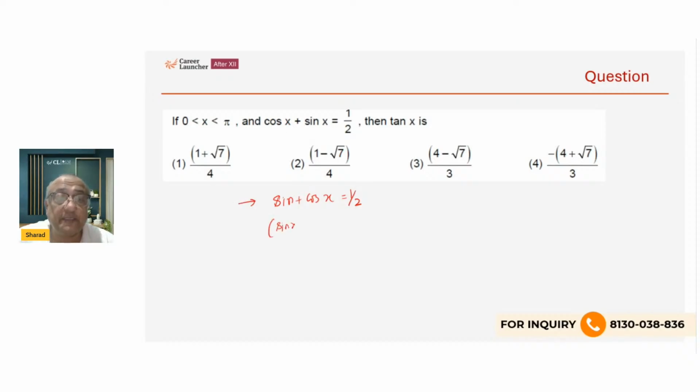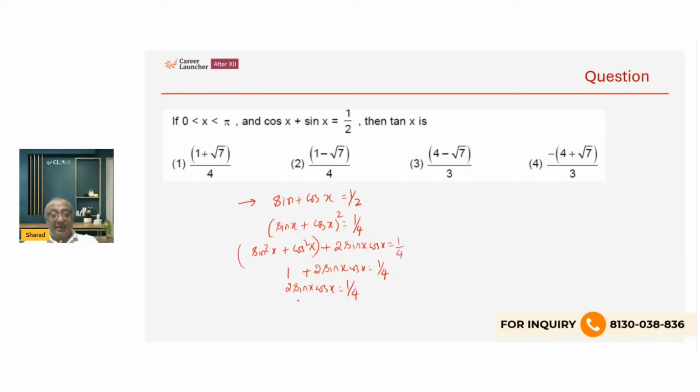If you square it, you will get the expansion. All these things you should note down while watching this video. Please note it down. These are lifesavers. Because sine x plus cos x on squaring gives us sine square x plus cos square x, and of course 2ab, which is 2 sine x cos x, which is equal to 1 by 4. And what is sine square plus cos square equal to? 1. So 1 plus 2 sine x cos x is equal to 1 by 4. From here, we have got 2 sine x cos x equal to minus 3 by 4.